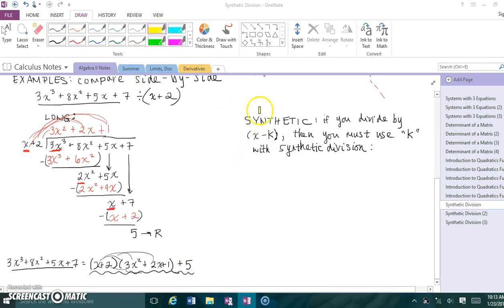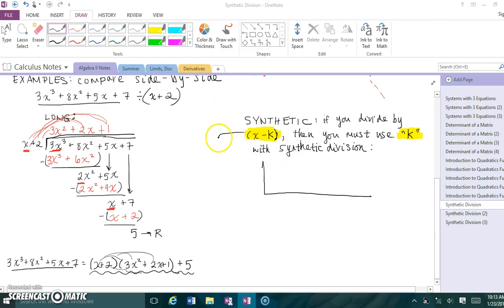Now notice the most important thing with synthetic division is if you're dividing by x minus k, or just using a k here for a number to make it general for anything, you must use k in your synthetic division. So synthetic division, the setup is very easy. Instead of having your division bar look like this, you basically flip it upside down and make it a little bit larger. Give yourself 2 lines of room in here.